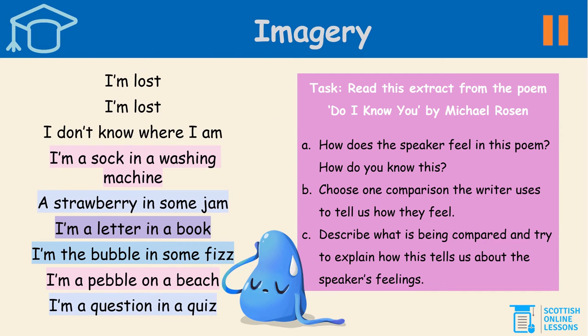Let's look at how the writer uses imagery in this poem called Do I Know You by Michael Rosen. Read through the poem carefully and then try to answer the following questions. First, how does the speaker feel in this poem, and how do you know this? Next, try to choose a comparison the writer uses to tell us how he feels. And finally, describe what's being compared with this comparison, and try to explain how this tells us how the writer is feeling in this poem.